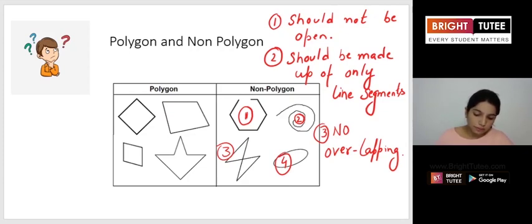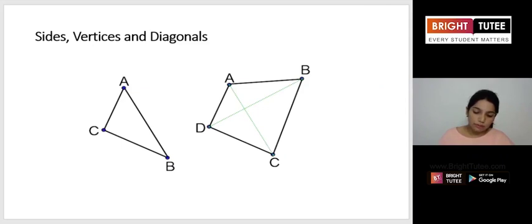Moving forward here, we are going to learn about sides, vertices and diagonals in a polygon. So we just learned that a polygon is a closed figure which is made up of line segments, right? So can you tell me what is the minimum number of lines that we need in order to form a polygon? Can we make a polygon using just one line segment? Is it possible if I put one line segment? Can we call this a polygon? No, it's just a single line.